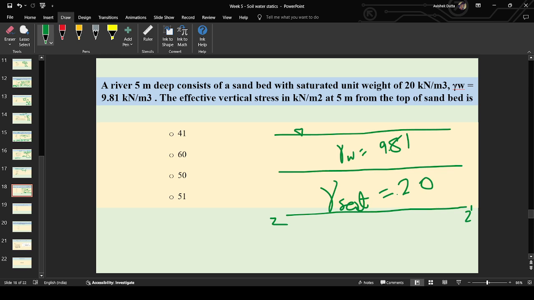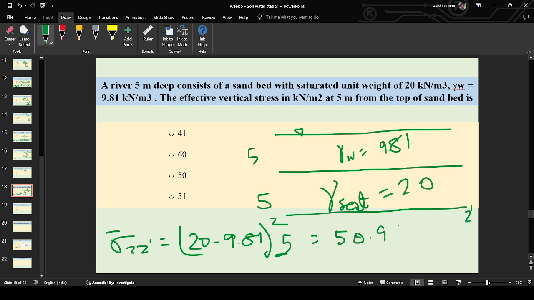I have asked to find out the effective stress at 5 meters on the top of the sand bed. So this is 5 and this is 5. Effective stress at z dash will be equal to the submerged unit weight, 20 minus 9.81, into the depth, that is 5. The value will be approximately 50.95, and rounding up will give us 51. Okay, easy question.